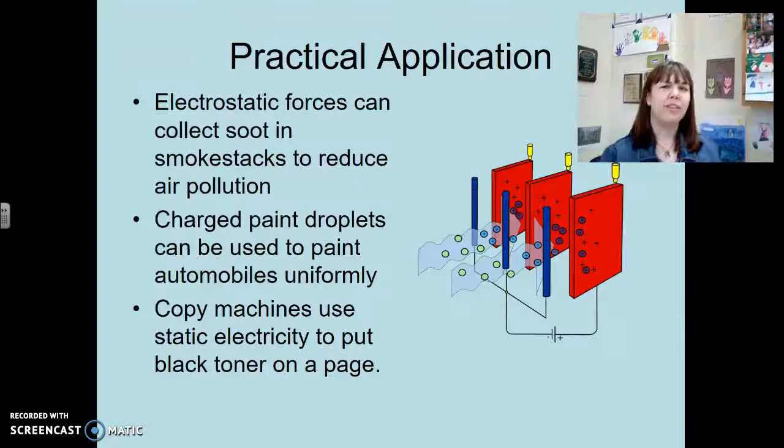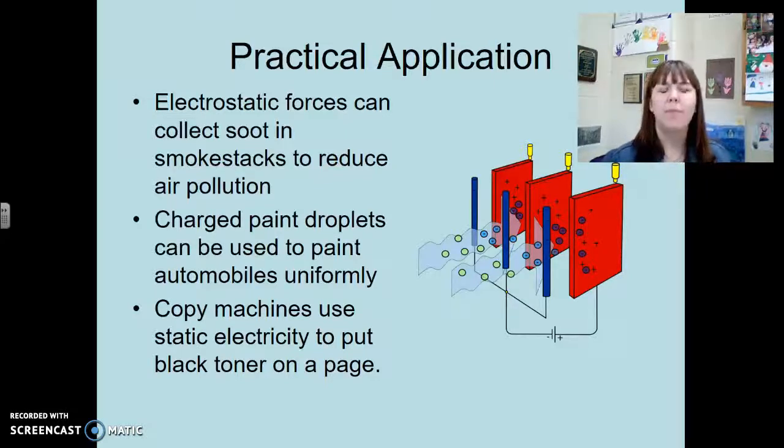Also, paint droplets. Whenever you are doing a really nice finish on an automobile, sometimes you'll use a certain type of paint gun that charges those paint droplets and allows them to pretty much stick to the car. It's electrostatics. It's a static attraction between the paint droplets and the car, and that gives you a nice uniform coat.